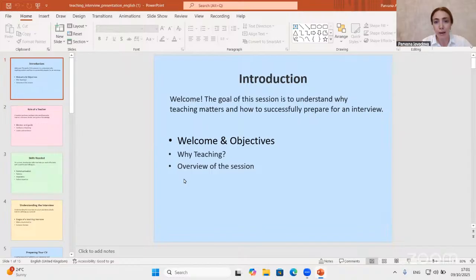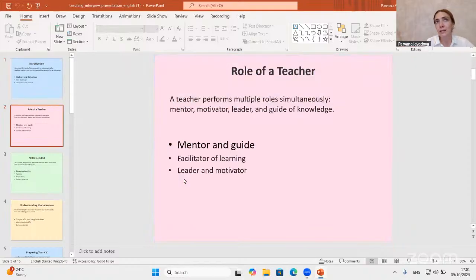Today our topic is about how to teach effectively, to understand why teaching matters, and how to successfully prepare for an interview. This is the question that most students and graduates ask: how can we pass a successful interview, especially for private schools. Here we can touch on the important role of the teacher, where multiple tasks are worked simultaneously.